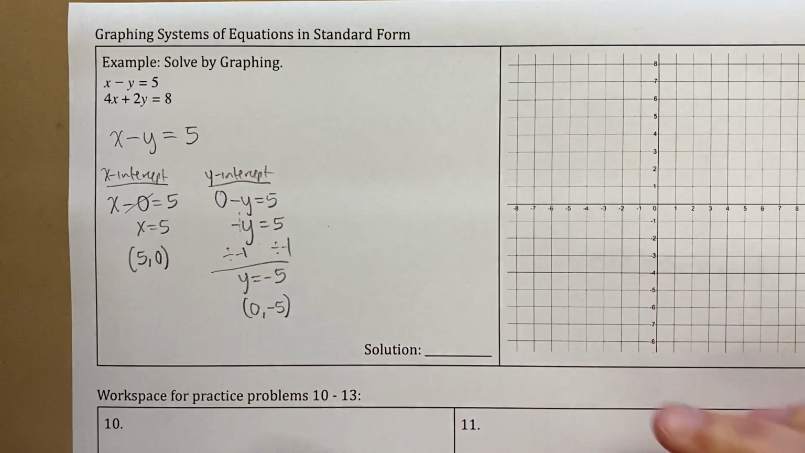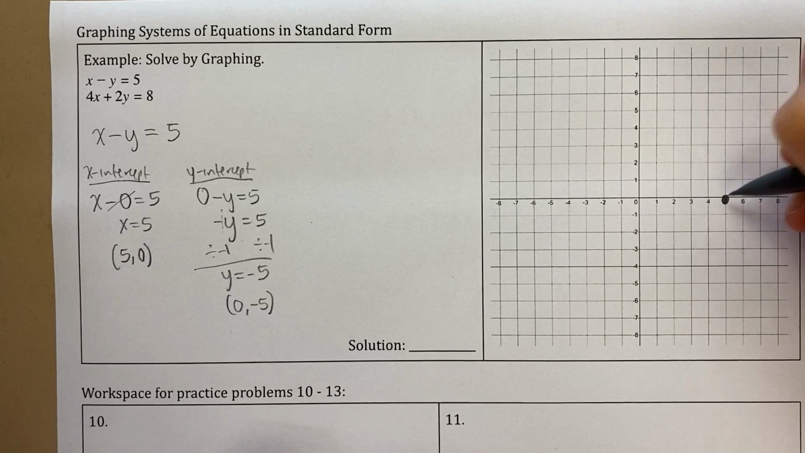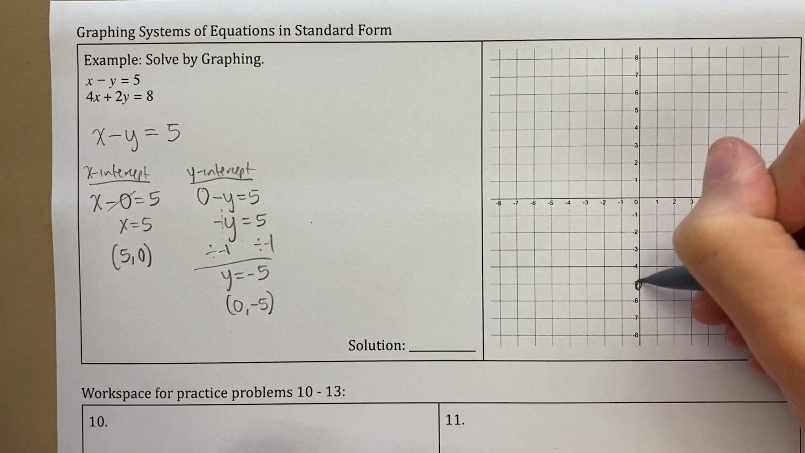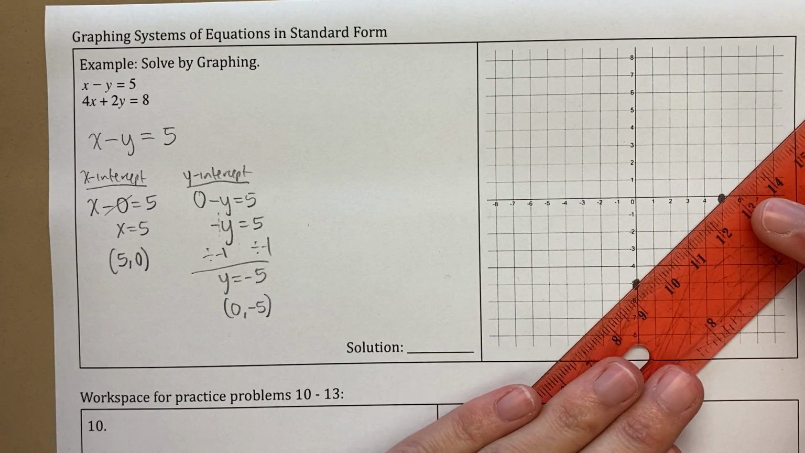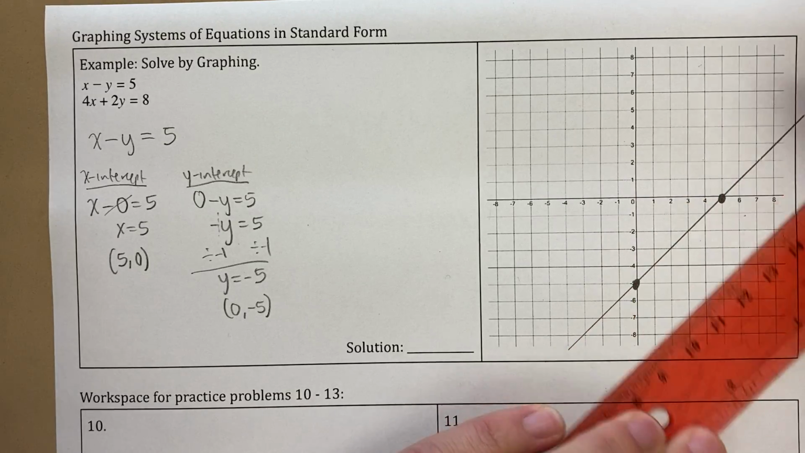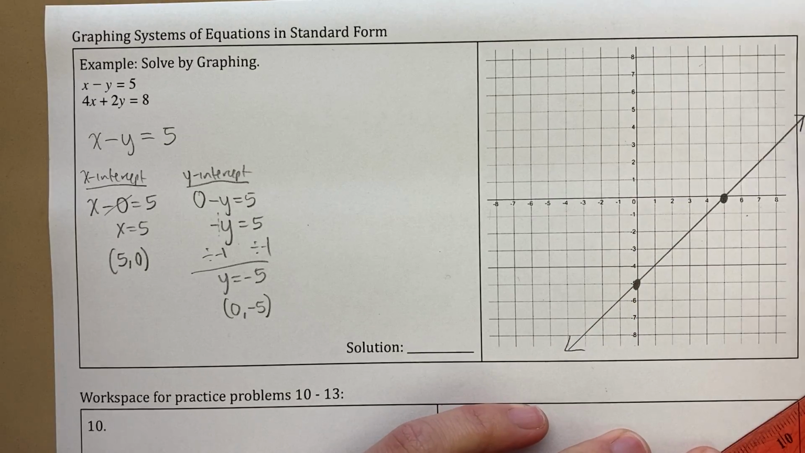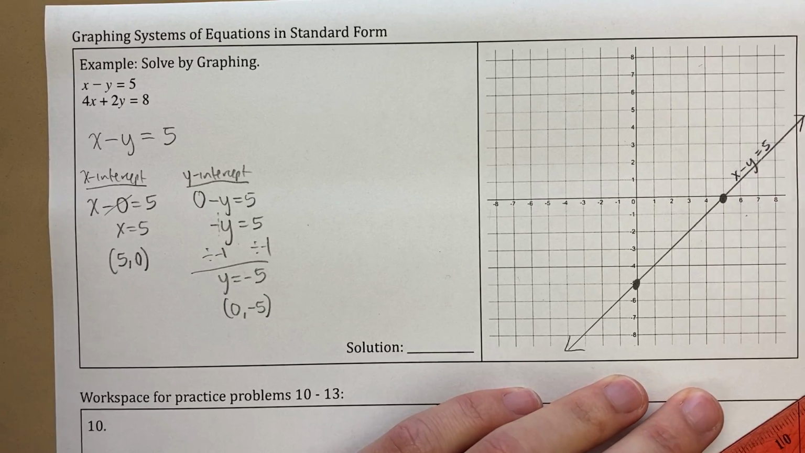So I'm going to graph this first line by graphing my intercepts. So I got 5, 0. That's this point right here. And 0, negative 5. That's this point right here. And I just graphed my first line. Nice and neat. Looks like this. Okay, so this is the line x minus y equals 5. I just graphed that one.